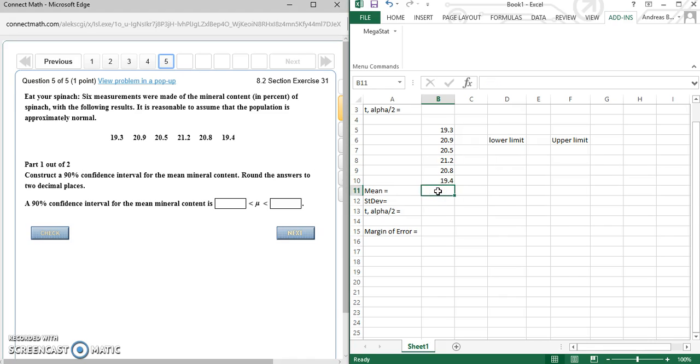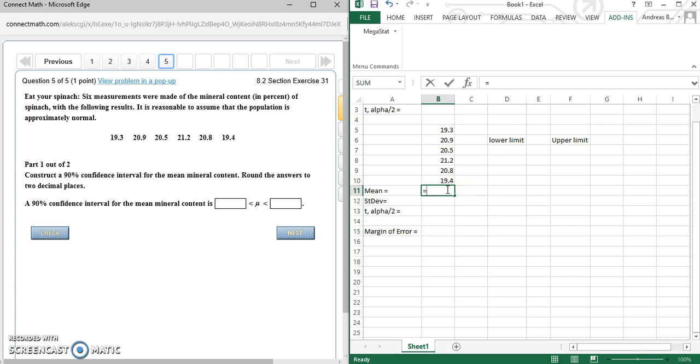Okay, so to do a confidence interval, we need the mean, the standard deviation, the critical value, or the t alpha over 2, since it's a mean that we're doing. It's t alpha over 2. And the margin of error. So we need all this stuff to find the margin of error. So let's find it. We're going to find it with Excel.